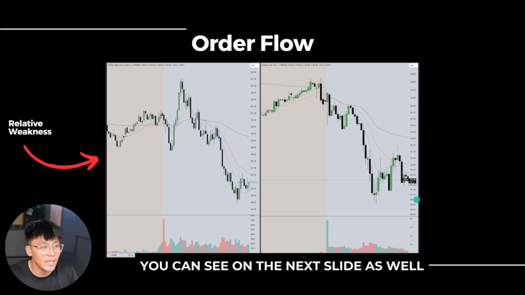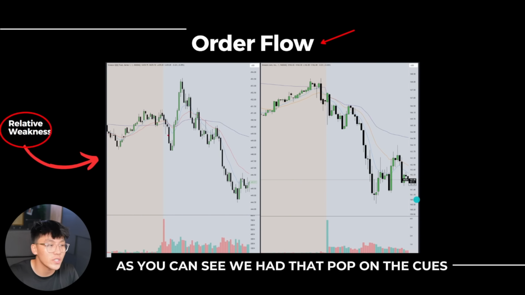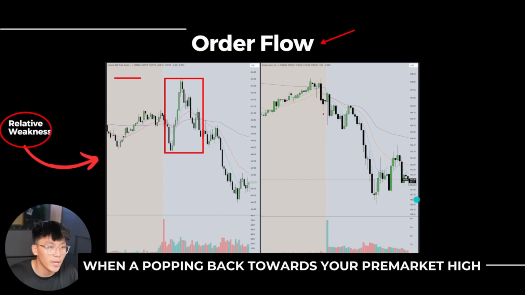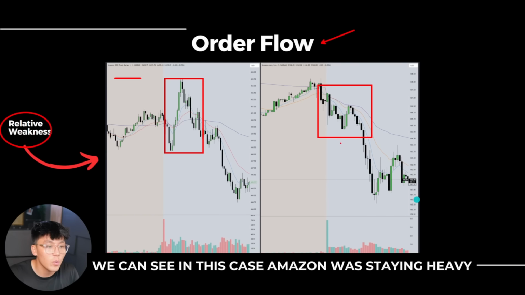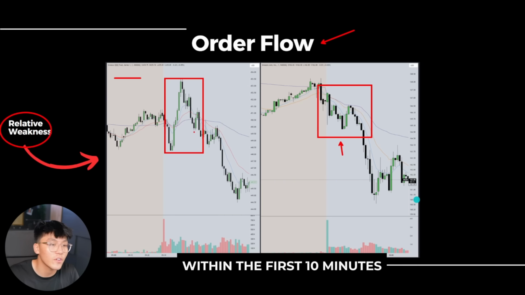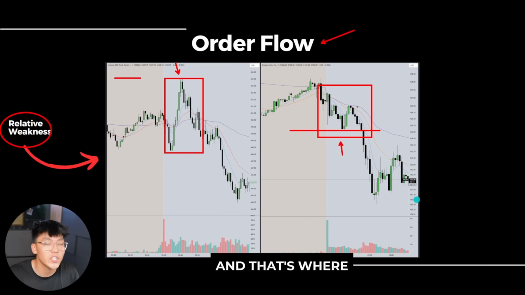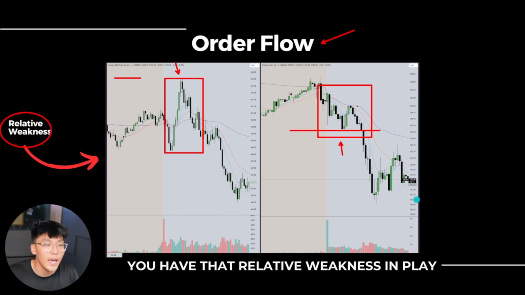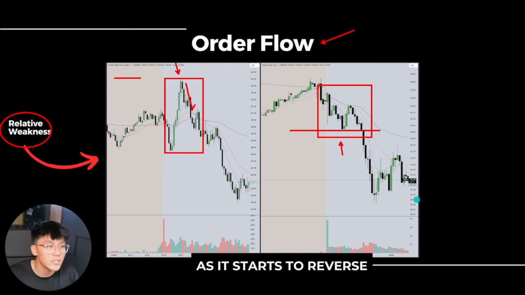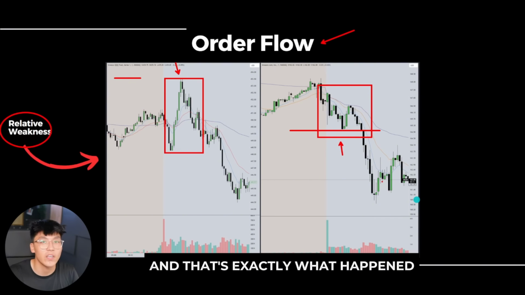You can see on the next slide as well, what we had was relative weakness. The order flow was bearish. As you can see, we had that pop on the Qs. We end up popping back towards your pre-market high. We can see in this case, Amazon was staying heavy. You can see the discrepancy between these two names within the first 10 minutes. Amazon was at low of day, the Qs were at high of day, and that's where you have that relative weakness in play. And then you can expect the Qs, as it starts to reverse, Amazon have a big push towards the downside, and that's exactly what happened.